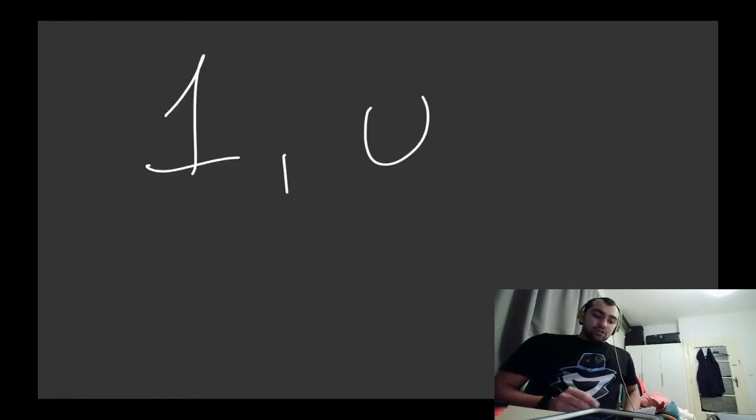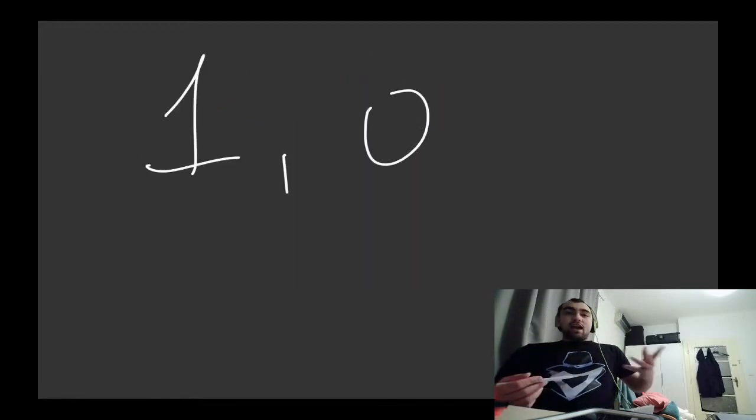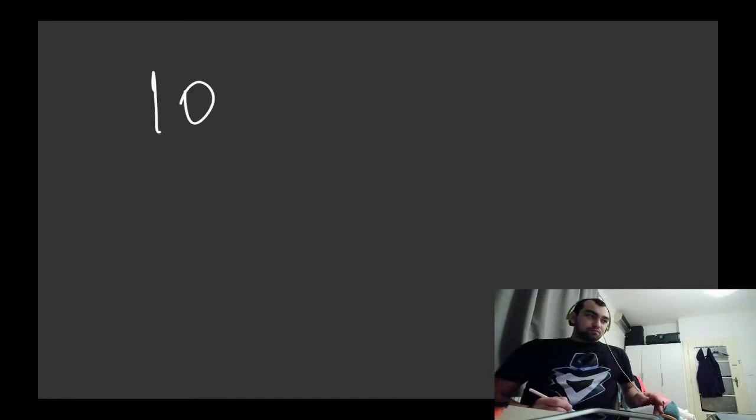So it's either 1 or 0. And this is why binary comes in handy a lot, because you can do mathematics with it. So let's say the number 10.